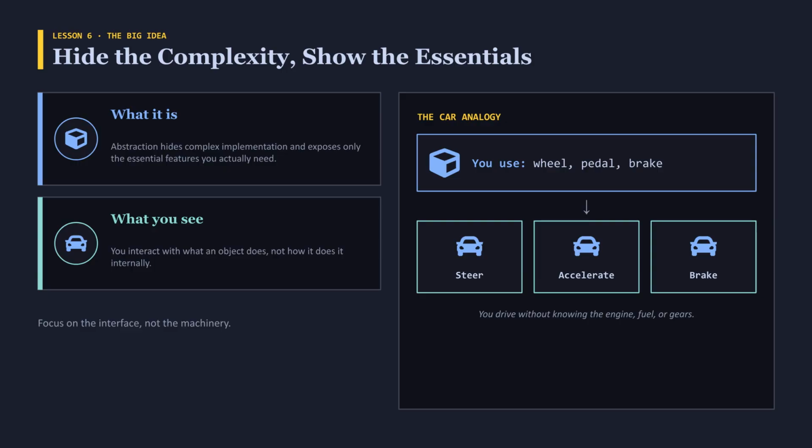Abstraction means hiding complex implementation and exposing only the essentials. The car analogy is perfect. You drive using the steering wheel, the pedal, and the brake. A simple interface, without knowing anything about the engine, fuel injection, or gearbox underneath. You interact with what the object does, not how it does it. Good software works the same way. Expose a clean, minimal interface and hide the machinery behind it, so users focus on their task, not your internals.